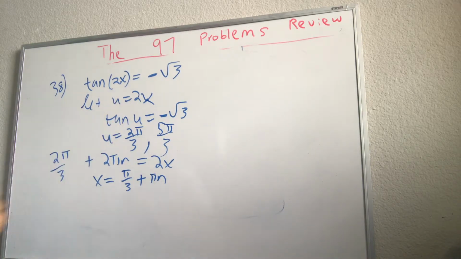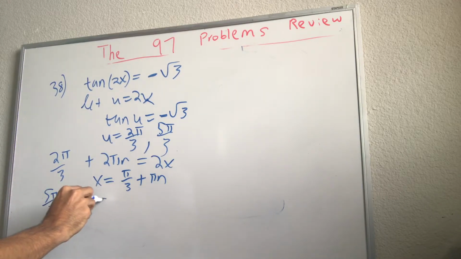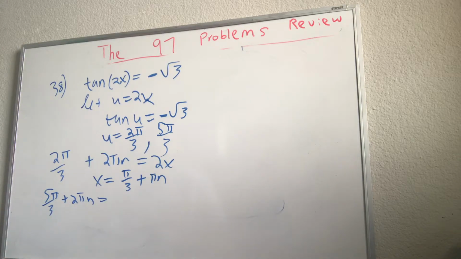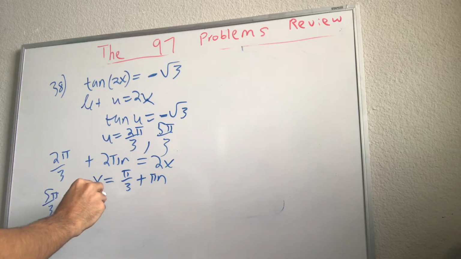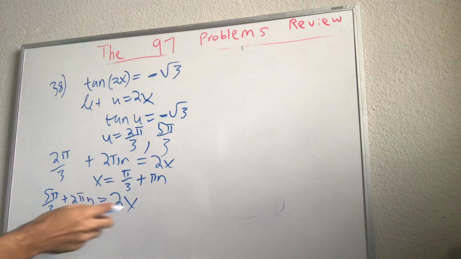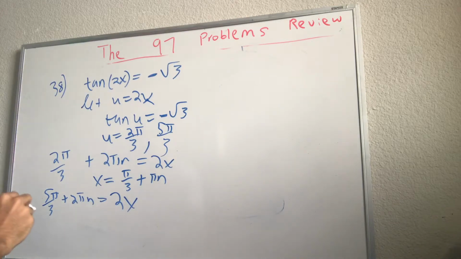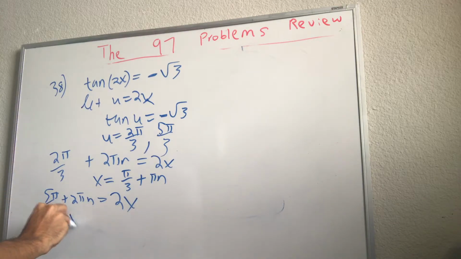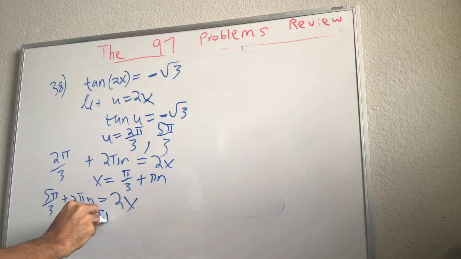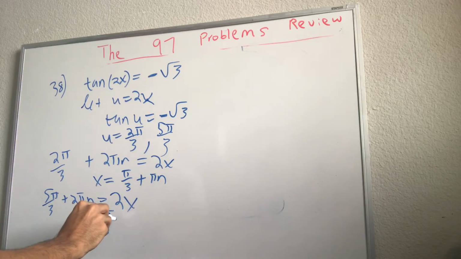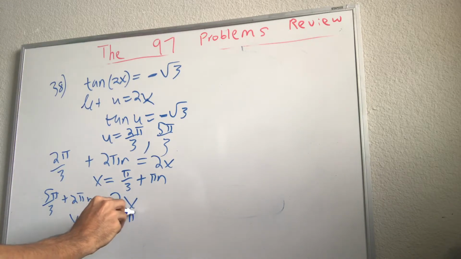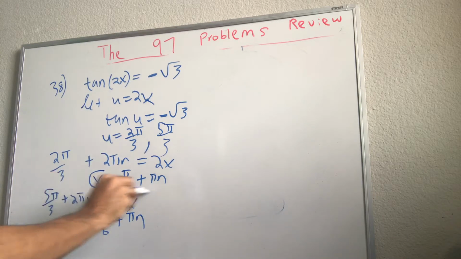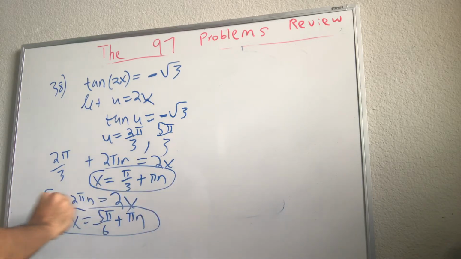And then similarly, the other equation you have is 5 pi over 3 plus 2 pi n must equal 2x. So you have 2x, divide both sides by 2, you see that x must equal 5 pi over 6 plus pi times n, or pi n. So this is what you have for the first one, this is what you have for the second one.